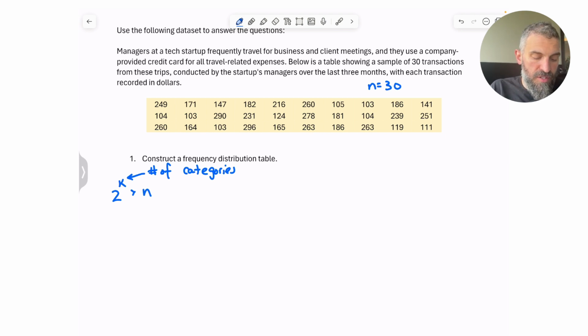So, for example here, if I said, well, what if I want to have 4 categories? You would check 2 to the power of 4. 2 to the power of 4 is 16.